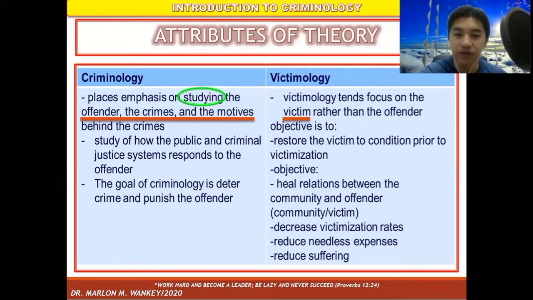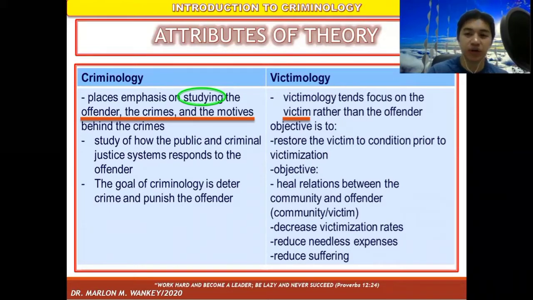And while serving the sentence, of course, there is a program that is being given to them, to help them mingle with society again, to become law-abiding citizens. So this victimology, its objective is to bring back the peace in the community, to restore the relationships between the community and the offender, or the victim and the offender.